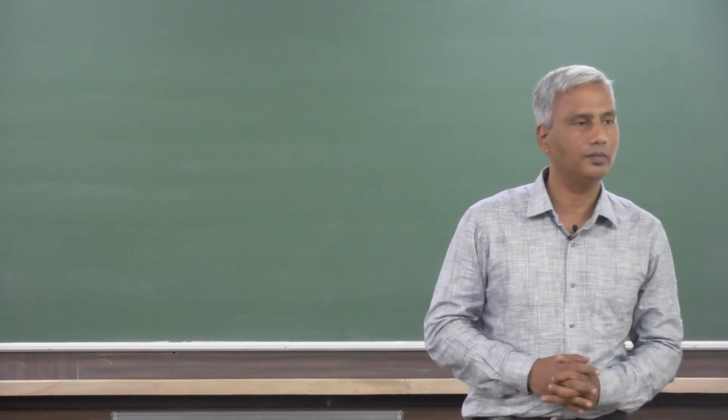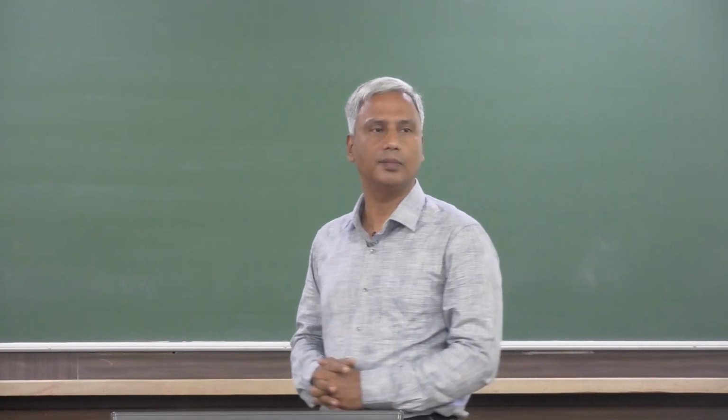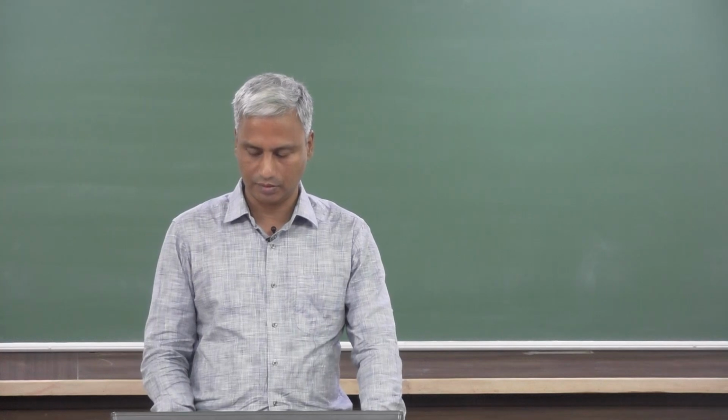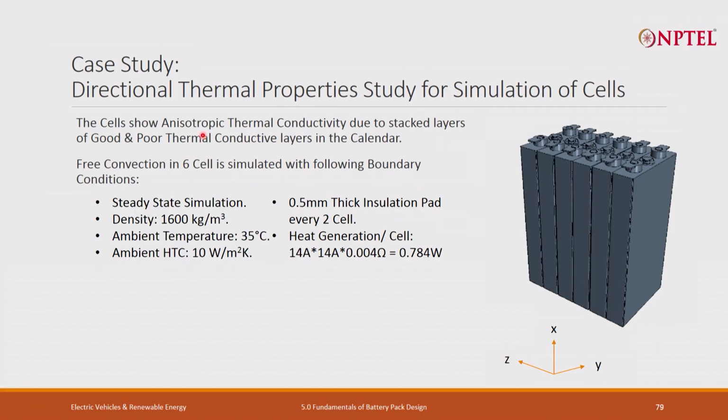If you have directional thermal conductivity, then what happens? That is what we are going to see now. What we have done: anisotropic thermal conductivity due to stacked layers of good and poor thermal conductivity in the cell. Free convection in 6 cells, 1, 2, 3, 4, 5, 6 cells, with the following configuration: steady state simulation.